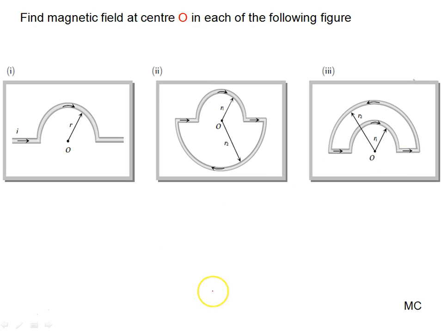Now one more, I think there are 3 questions, not 1. I think these are very simple circular frame questions, you can solve them. So please try to solve it. I will discuss in the next slide.